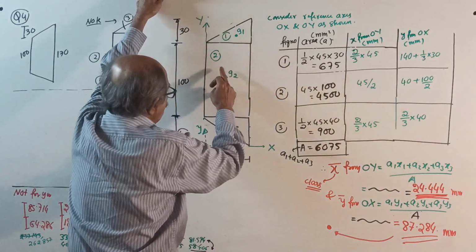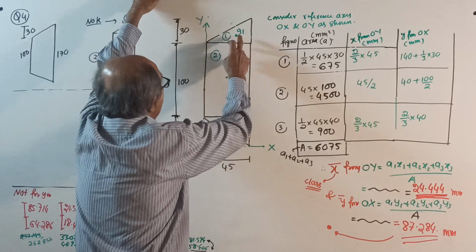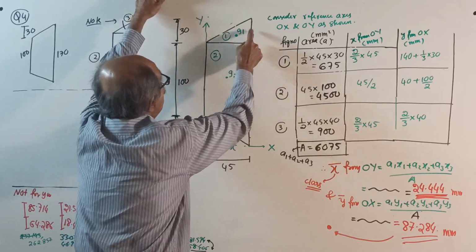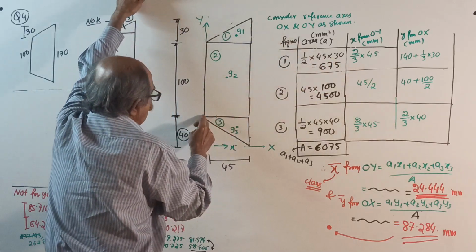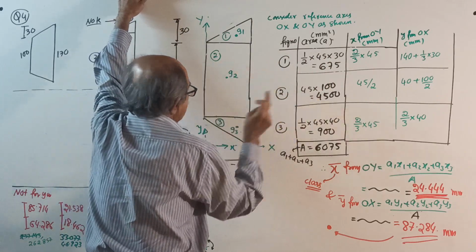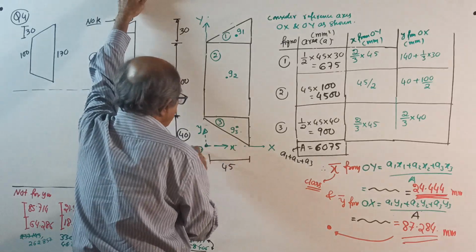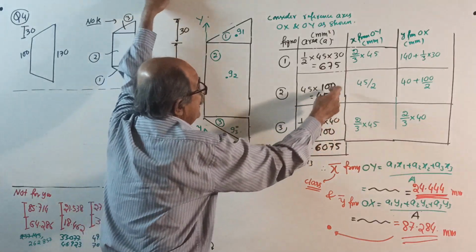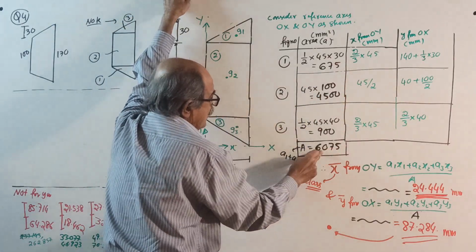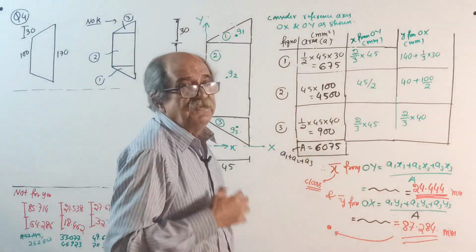Figure 1, figure 2, figure 3. Area: half into 45 into 30. Figure 2: 45 into 100. Figure 3: half into 45 into 40. I got the 3 areas. I added the 3 areas and got the total area: A1 plus A2 plus A3. See.